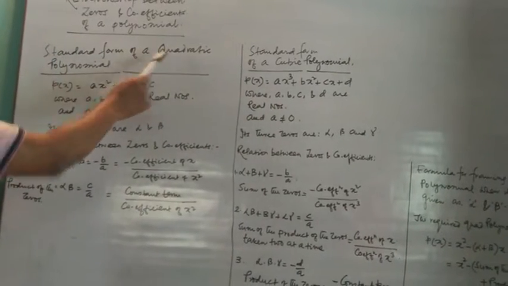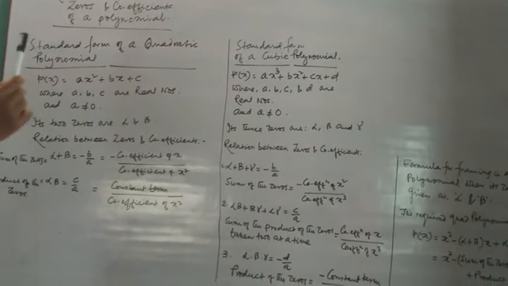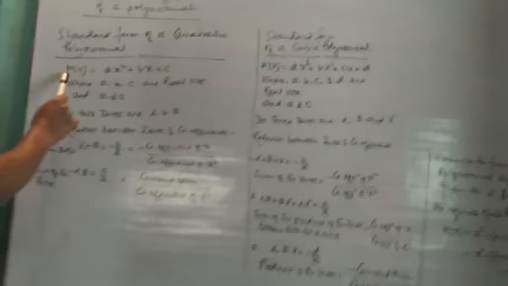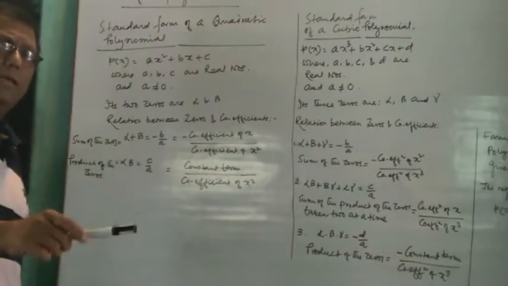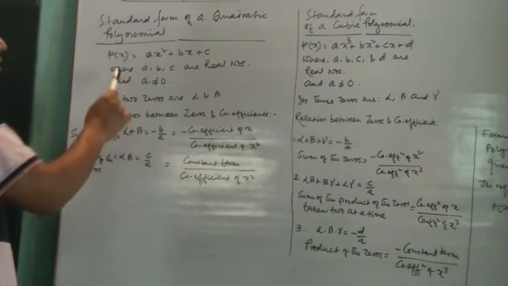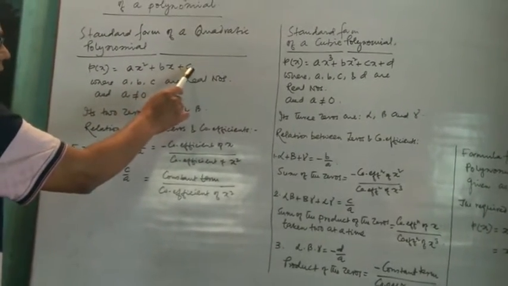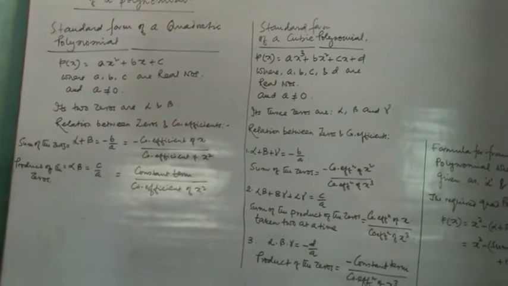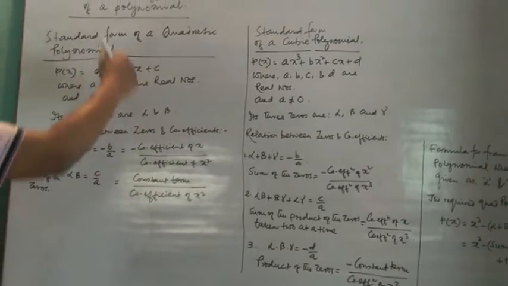The standard form of a quadratic polynomial is p(x). You can write f(x), g(x), r(x), whatever you like. I am denoting it by p(x). p(x) means polynomial in x. f(x) also means polynomial in x. p(x) is equal to ax² + bx + c, where a, b and c are real numbers and a is not equal to 0, is called a quadratic polynomial.